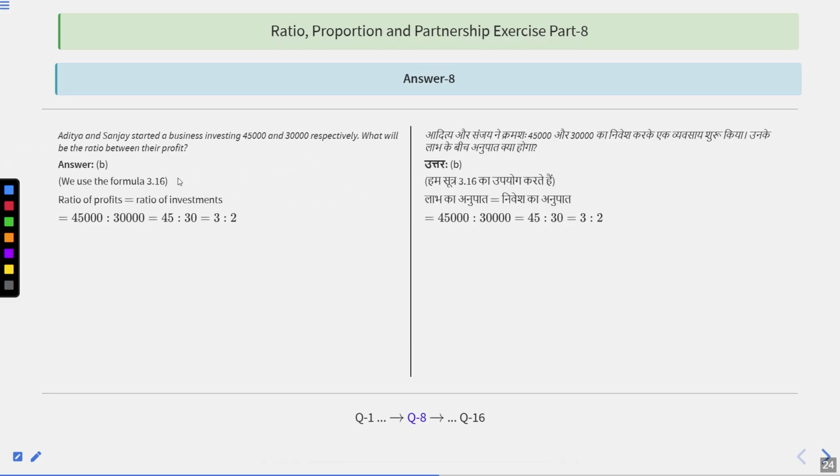So we are going to use the formula in this question, 3.16, which says that profit share will always depend upon the investment and time. So profit ratio equals the ratio of investment multiplied by time. Because they are investing for the same time, the profit share will be equal to only the ratio of the investment. So the ratio of investment is 45,000 : 30,000. When we solve it, we get 3:2. So they will share profit in the ratio 3:2. Okay. Next one.